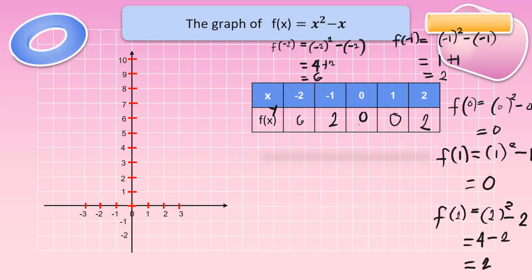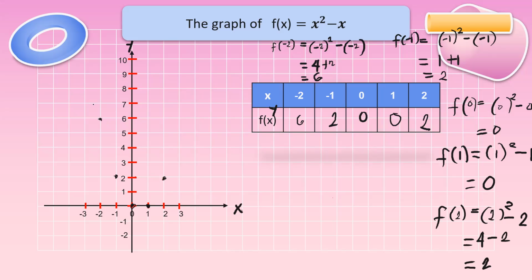Now we can plot them on the Cartesian plane. Again, this is our y-axis and this is our x-axis. So negative 2 and 6. This is negative 2 and positive 6, so it is here. Next is negative 1 and 2, so it is here. Then 0 and 0. Then 1 and 0. Then 2 and 2. So positive 2 and 2 is our y. They meet here.